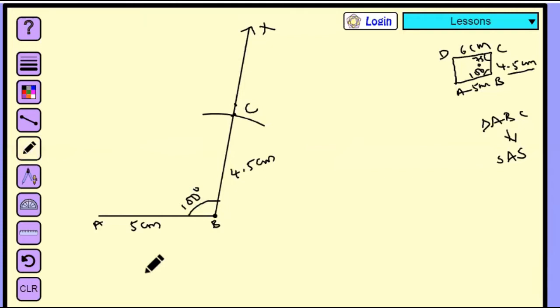Now here we know the exact location of the point C. So now join A and C with the help of the ruler. Just keep the dotted line on. Here we should join A to C with the dotted line. Don't draw a thick line here. Just use the dotted line to join A and C. Now here we have constructed triangle ABC by using the property side, angle and side.